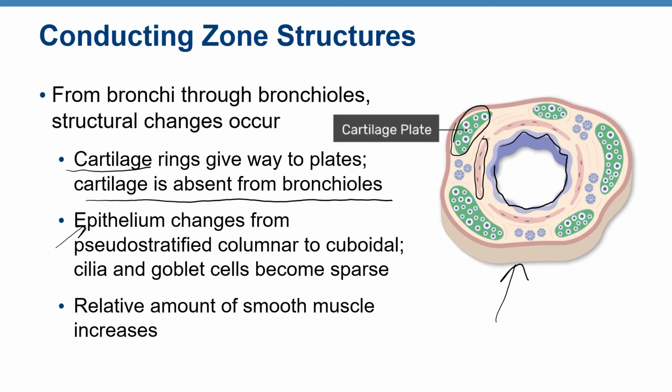We also see changes in the epithelium from pseudostratified columnar, it changes to cuboidal, ciliated, right? And we have also goblet cells. Also, relative amount of smooth muscle increases. So pretty much when we're moving from bigger bronchi to the smaller bronchi and then to the bronchioles, we see more and more smooth muscle and less cartilage.